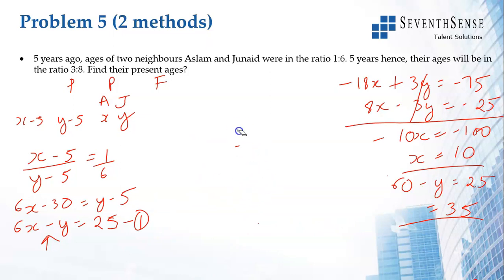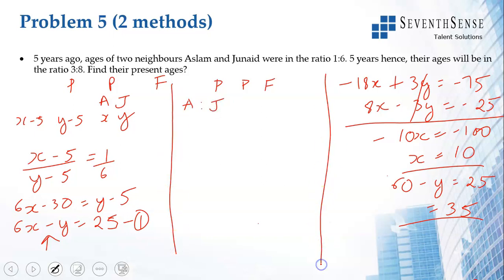Now we have taken the present age, then we have gone to the past, and then we have come back to the present and figured out what is x and y. The other way to do it is you take their ages as 1:6. So you take Aslam is to Junaid. That is the other method. If you take their ages as x is to 6x, you take it in the past. From the present, 5 years ago, you did x minus 5 and y minus 5, and in the future, you did x plus 5 and y plus 5.